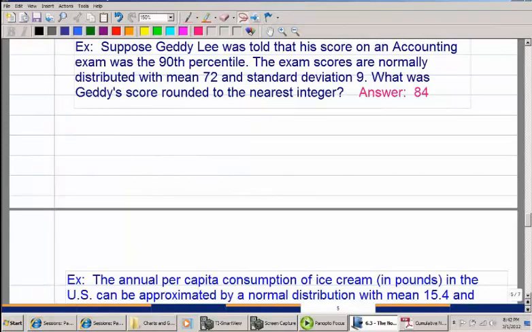Suppose Geddy Lee was told that his score on an accounting exam was the 90th percentile. The exam scores are normally distributed with a mean of 72 and a standard deviation of 9. What was Geddy's score rounded to the nearest integer? All right, so the 90th percentile means we need to find the value for P90.